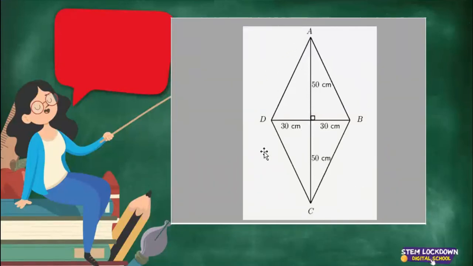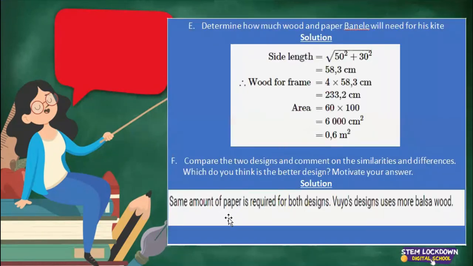How do you find the length of one side? You can simply use Pythagoras: the square root of 50 squared plus 30 squared will give us AD. Once we have AD, we can multiply by 4 to give us the perimeter of the whole kite. Okay. Right. Now let's go to F.